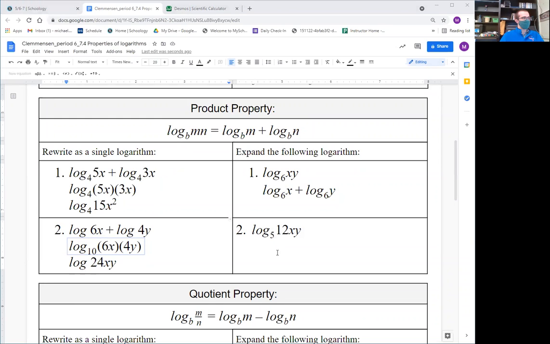What about this one over here? Let's work on this one. Turn log base 5 of 12xy into an expanded form. Who can tell me the answer for this one? All right, let's try it.